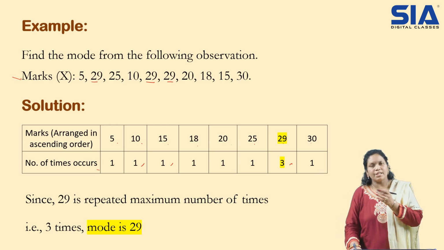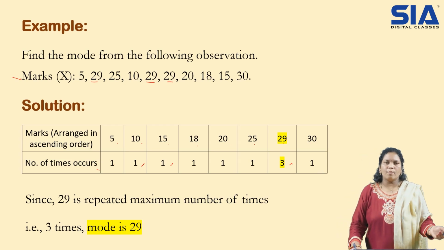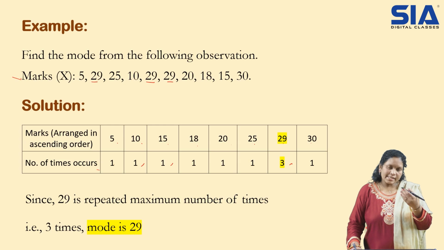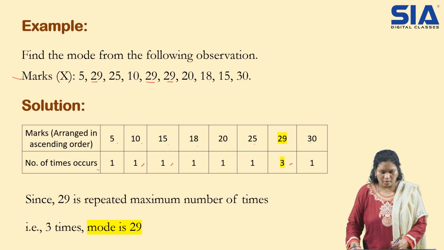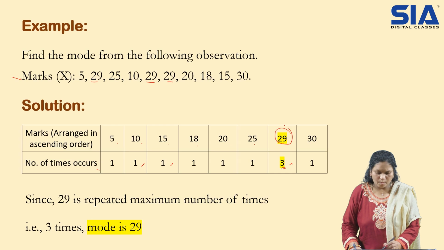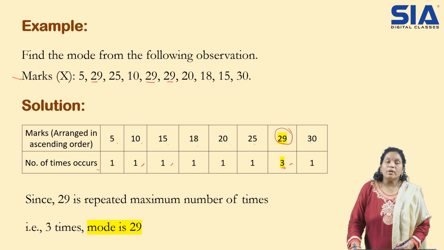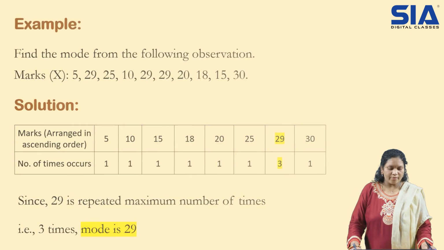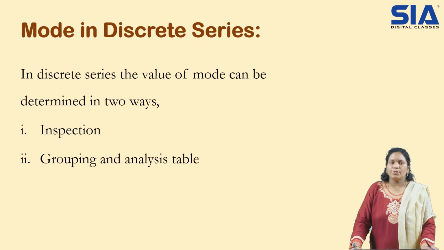So while arranging in ascending order, no need of writing how many times it has repeated, because how many times it has repeated we are writing separately. So this is how mode is identified. I wrote all that, and 3 times 29 has repeated, so 29 becomes the mode value. So therefore mode is 29. This is how we find the mode for an individual series.